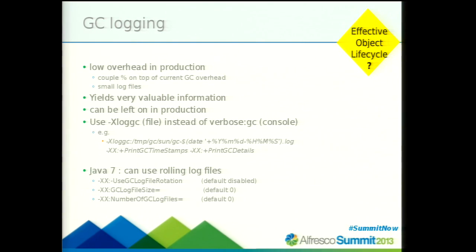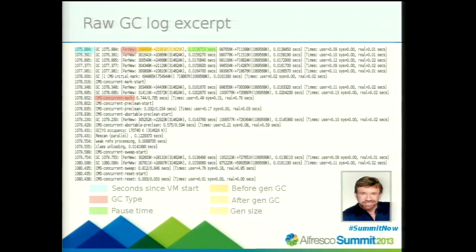Just a quick note on JDK7, which we are now supporting as part of 4.2. You can have rolling log files, which was a long-standing bug in the JVM. You can use log file rotation. You can say if the log reaches that size, then switch over to another log. You can tell it to have a certain number of log files and then roll over each one, and the last one gets deleted, for example. So that's pretty useful.